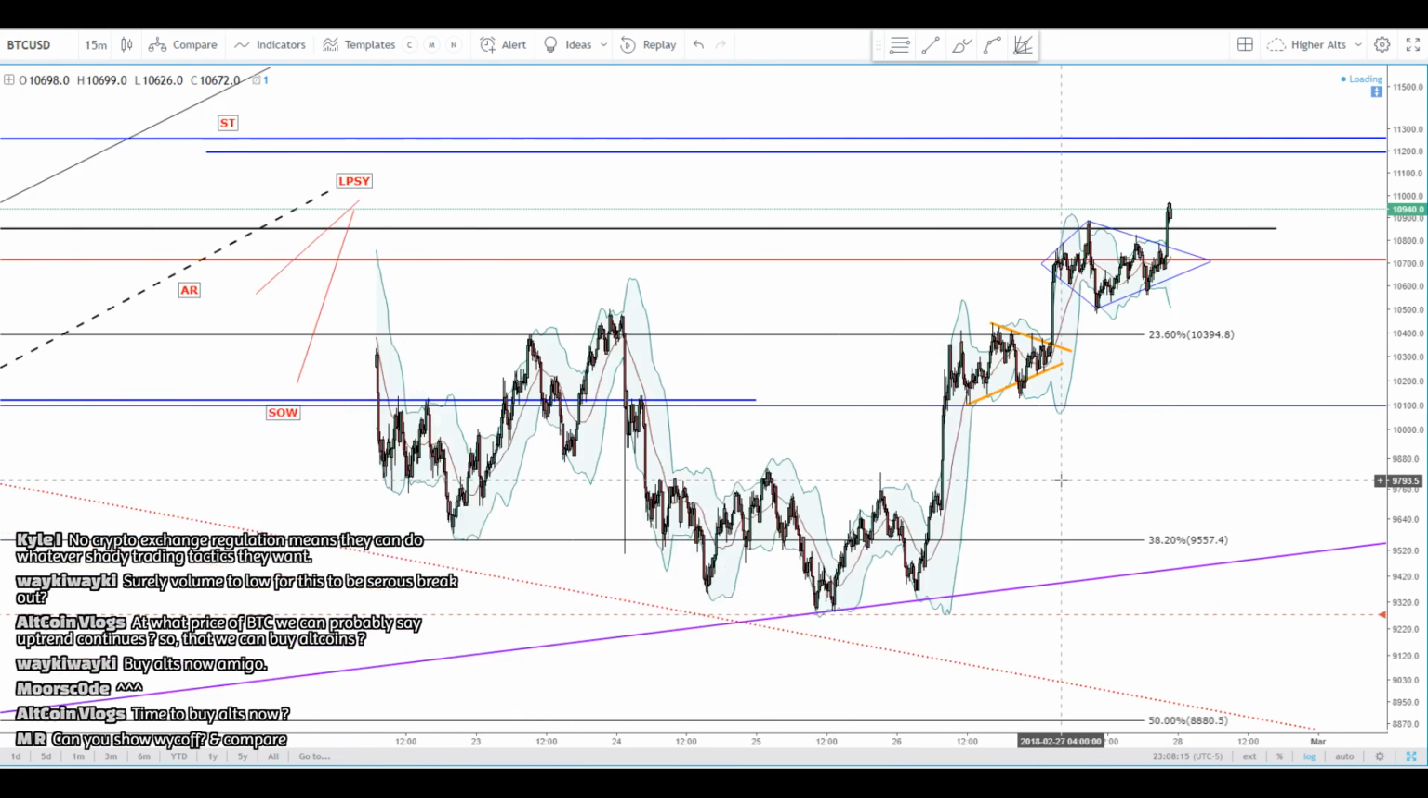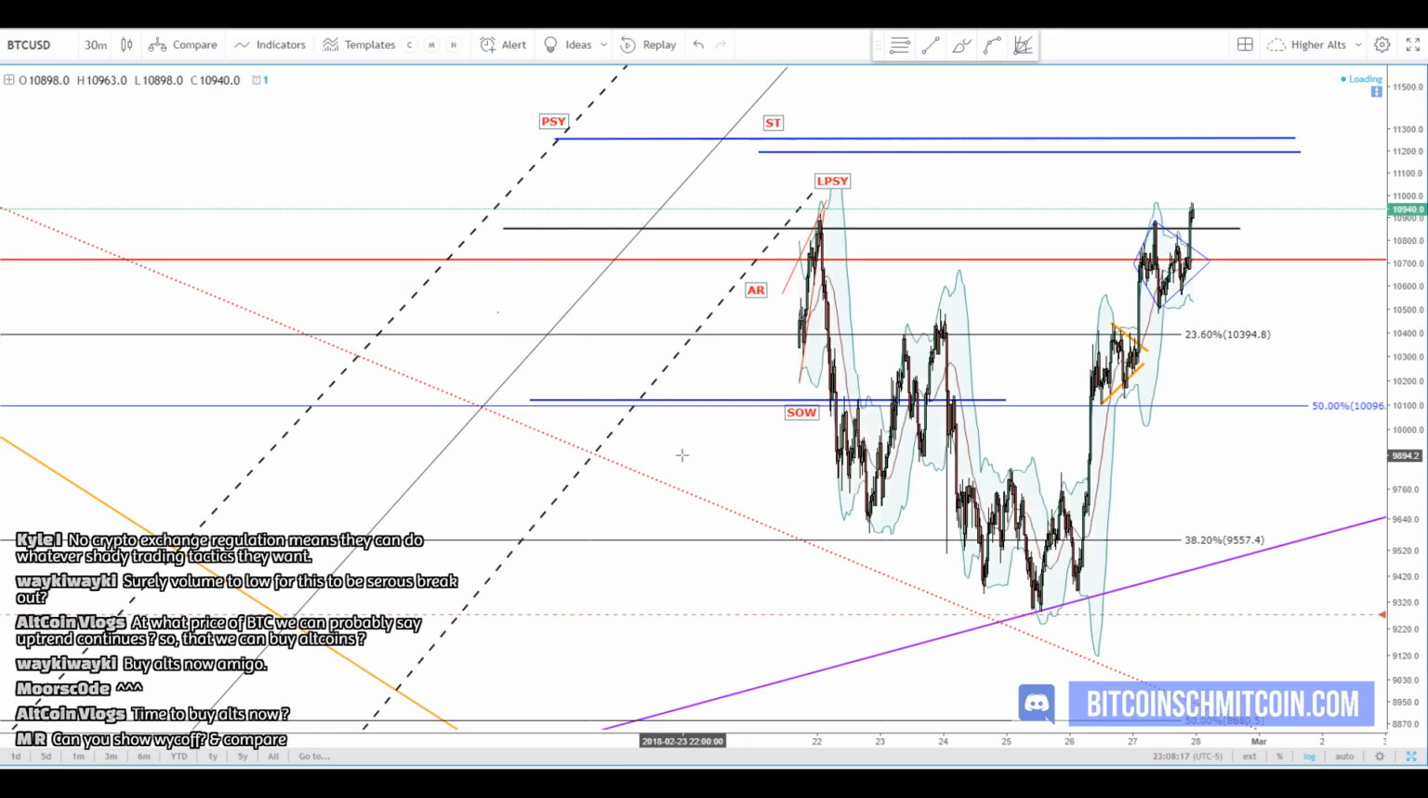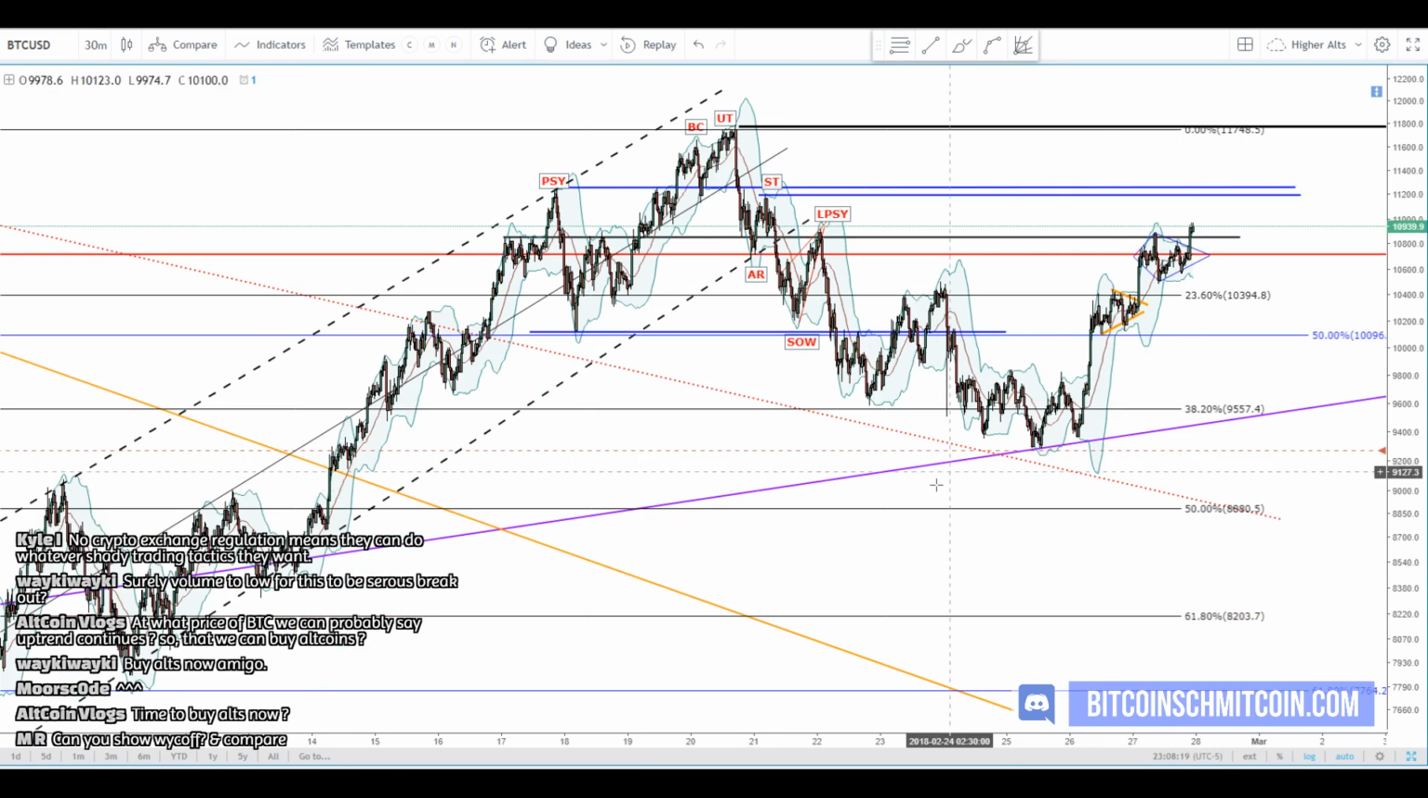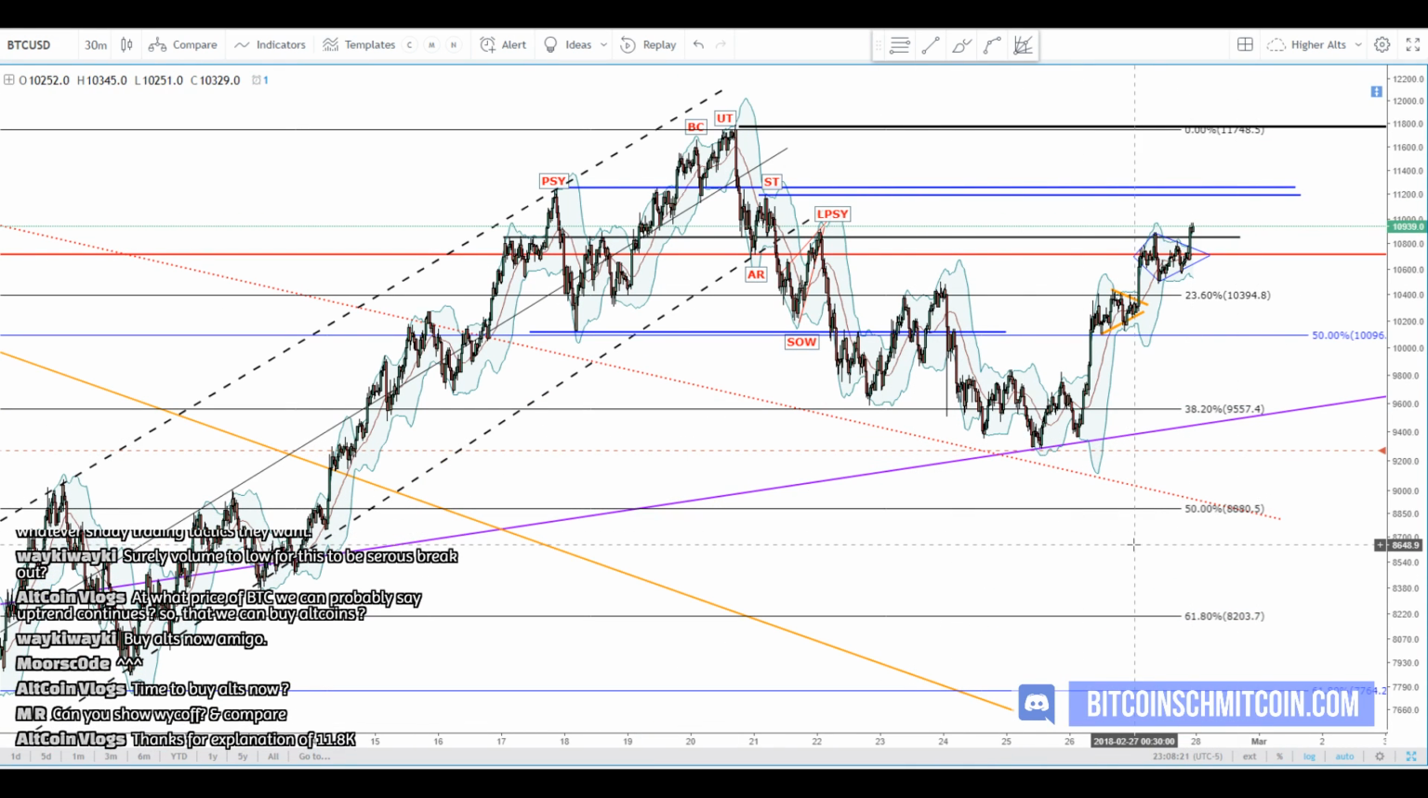Can you show Wyckoff and compare? Which Wyckoff do you want to see? You want to see this trading range, the current trading range, or do you want to see the macro? Which one do you want to see?